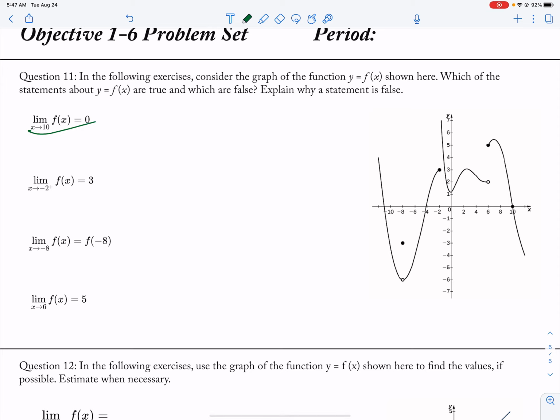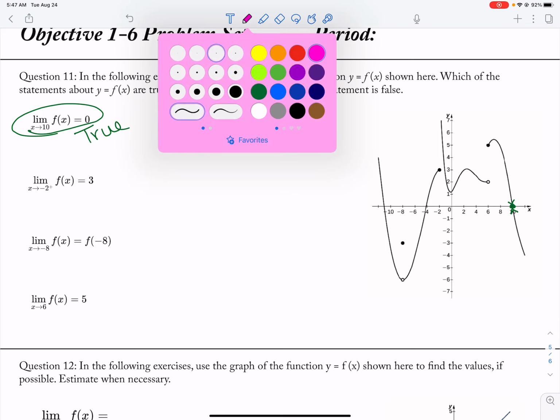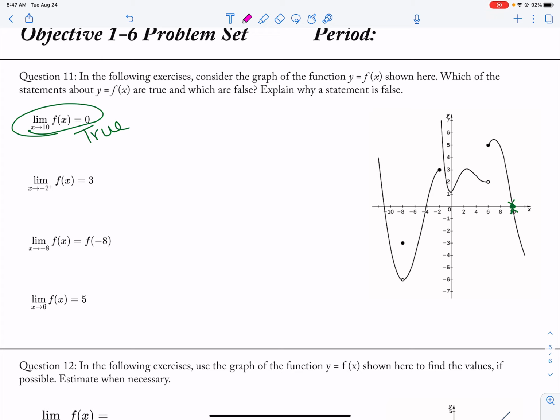Okay, so limit as x approaches 10. So let's see, where's 10? 10 is right here. And that is equal to 0. That's true because going from the left and going from the right, I get a y value of 0. So this is true.